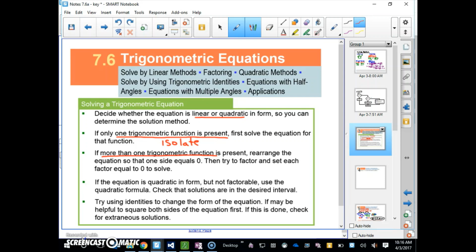If there's more than one trig function, or more than one variable function, you're going to try to factor, okay? So set one side equal to 0 and try to factor and solve. Sometimes you won't be able to factor, but you can use the quadratic formula. Otherwise, you've got some other tricks you can do. Maybe you can square both sides, or maybe you can use the identities to do a substitution. You've got all these different things that you could try.